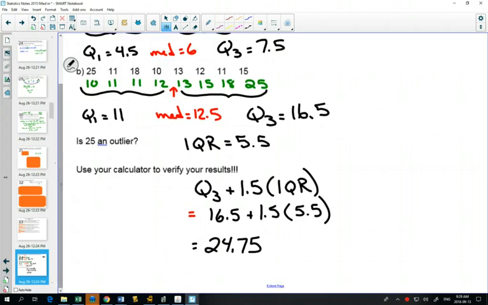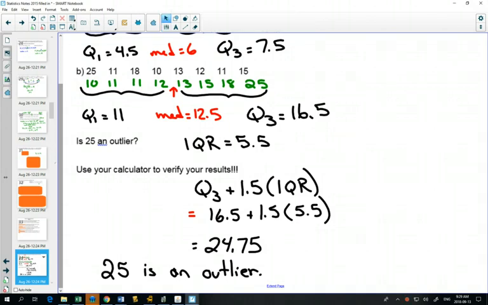So this means that 25 is an outlier. Close. It's really close to on the edge. Right?